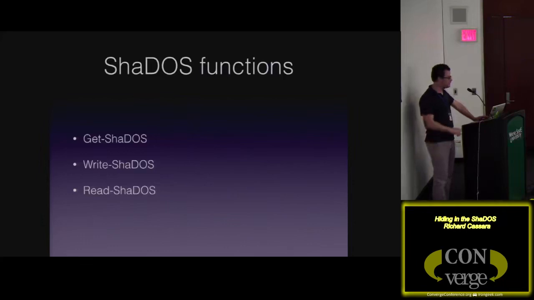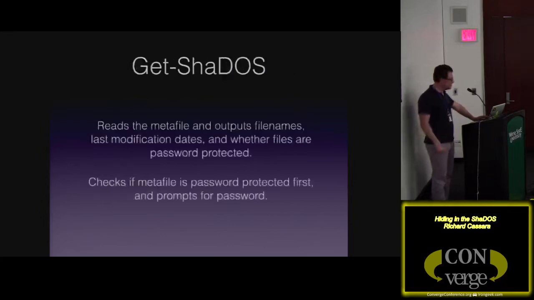So at this point, what I've put into ShaDOS are three main functions. There's the Get-ShaDOS, Write-ShaDOS, and Read-ShaDOS. The get is going to read your meta file and list your files. This is like your ls or your dir command on a command line. It's going to grab your file names. Right now it just does file name and modification date. And I can adjust the code to pull out other things.